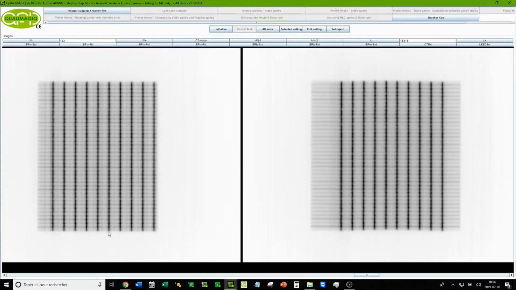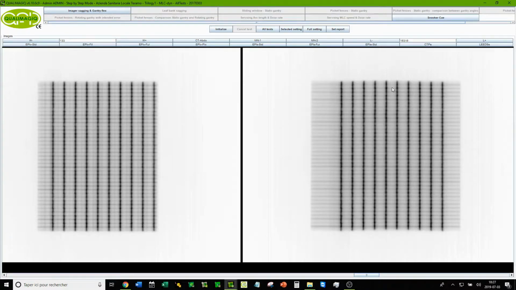As you can observe here, by comparing the last static image, gantry at 270 degrees, and the image with rotating gantry, that means the image acquired during the entire gantry rotation, the bottom of the 10 slits is quite straight for the static gantry, whereas with the rotating gantry, the bottom of the 10 slits has a wave to it.